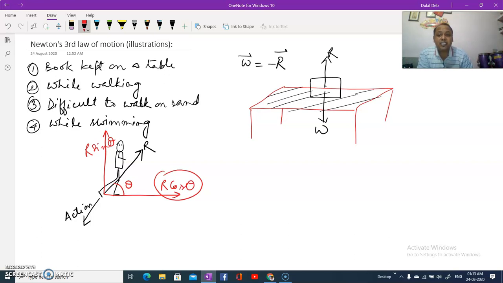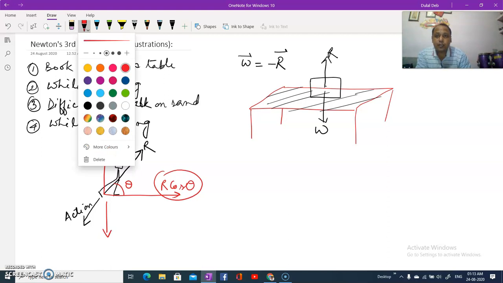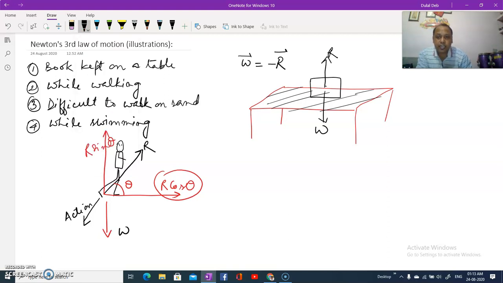Whereas the R sin theta will be balanced by the weight of the body. The person's weight will act in the downward direction, which will cancel this R sin theta. That means R sin theta and W cancel each other, and the R cos theta is responsible for making the person move in the forward direction. So I hope this is clear also. This is all about action and reaction. So this was the first point we have discussed. This is the second point.